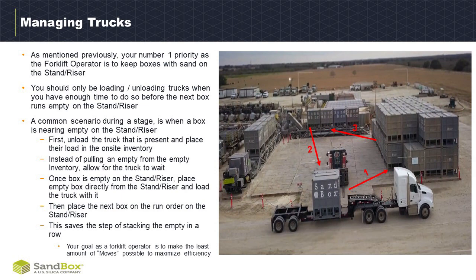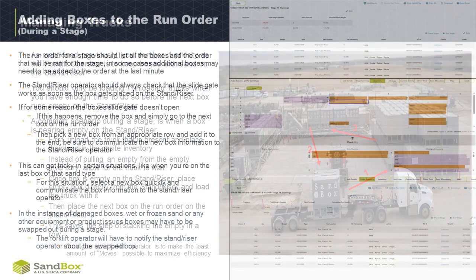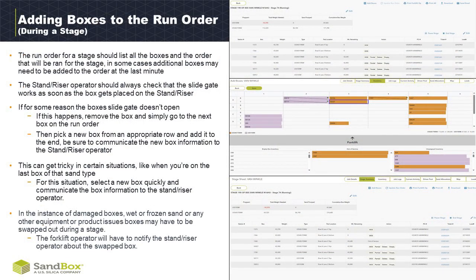This saves the step of stacking the empty in a row. Your goal as a forklift operator is to make the least amount of moves possible to maximize efficiency. Adding boxes to the run order during a stage. The run order for a stage should list all of the boxes and the order that they will be ran for the stage. In some cases, additional boxes may need to be added to the order at the last minute.